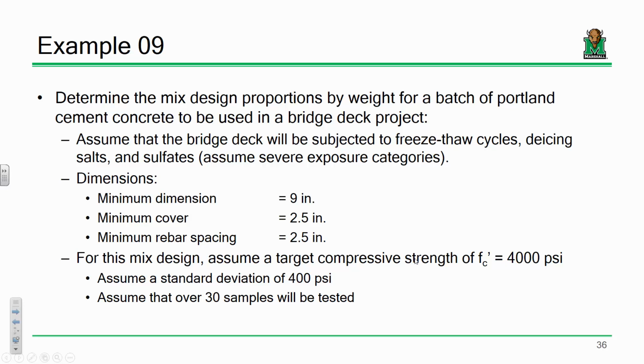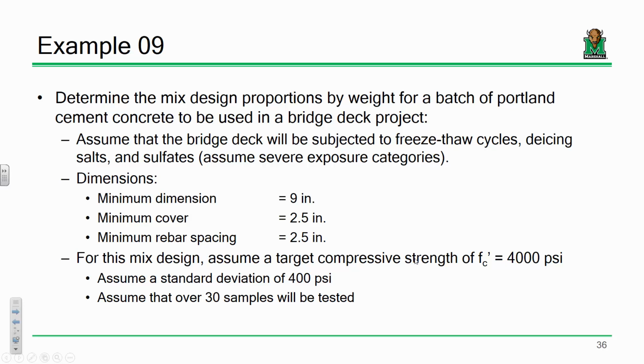So, okay, example 9. We're going to design a batch of concrete. We're going to do the mix design for a project, specifically a bridge deck project. So right off the bat, bridge deck. Okay, let's start thinking about that. That's exterior. That's going to be subjected to freeze-thaw cycles. You think this is going to be air-entrained? Yes, that's going to be air-entrained concrete.